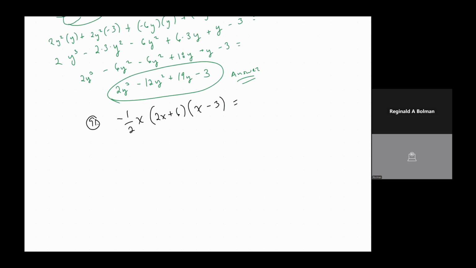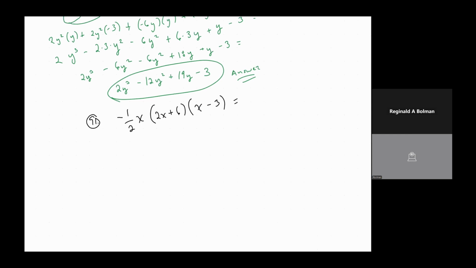Okay, for problem 91, all you're going to be doing is you're going to use the distribution law for this first term, and you're going to want to distribute it across the second set of parentheses here. So you're going to have a negative 1/2 x. We're going to multiply it with 2x. We'll have a negative 1/2 x times 6. And that's going to be the first thing that we'll do.